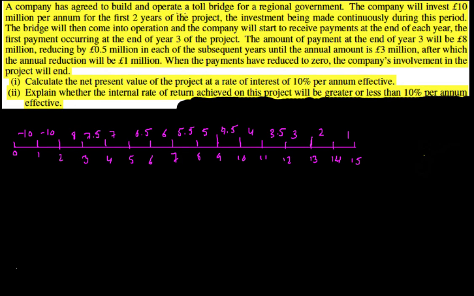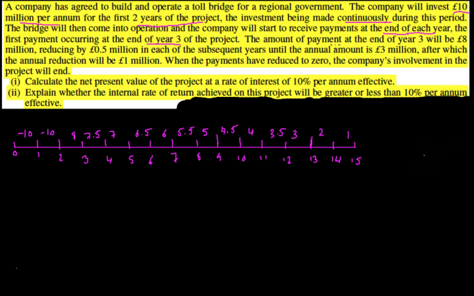So, a company has agreed to build and operate a toll bridge for regional government. The company will invest £10 million per annum for the first 2 years of the project, the investment being made continuously during this period. The bridge will then come into operation and the company will start to receive payments at the end of each year, so that's in arrears. The first payment occurring at the end of the third year of the project.